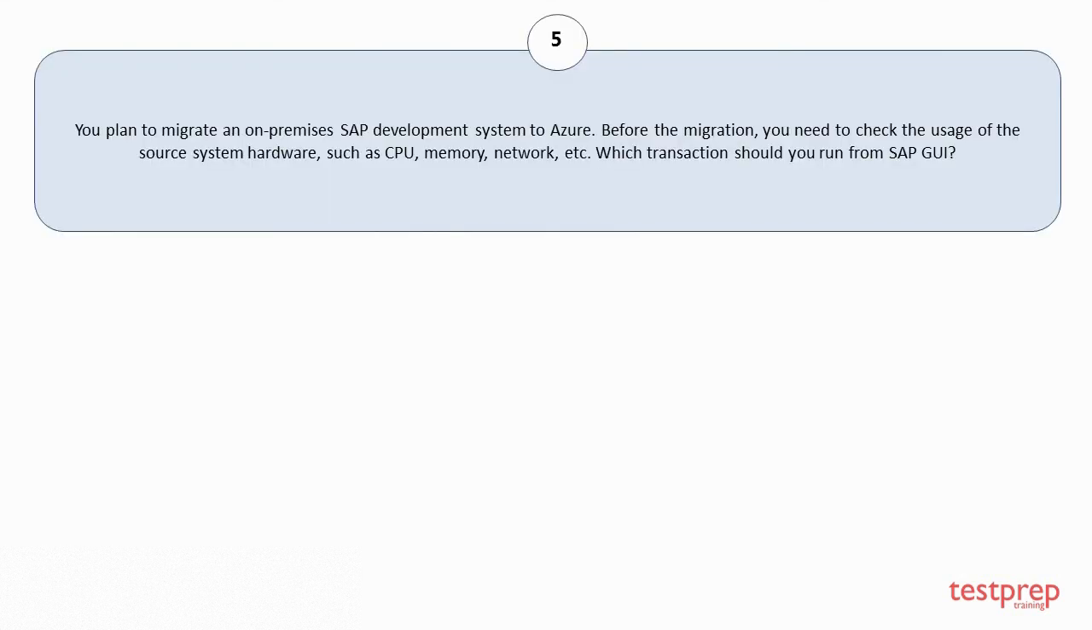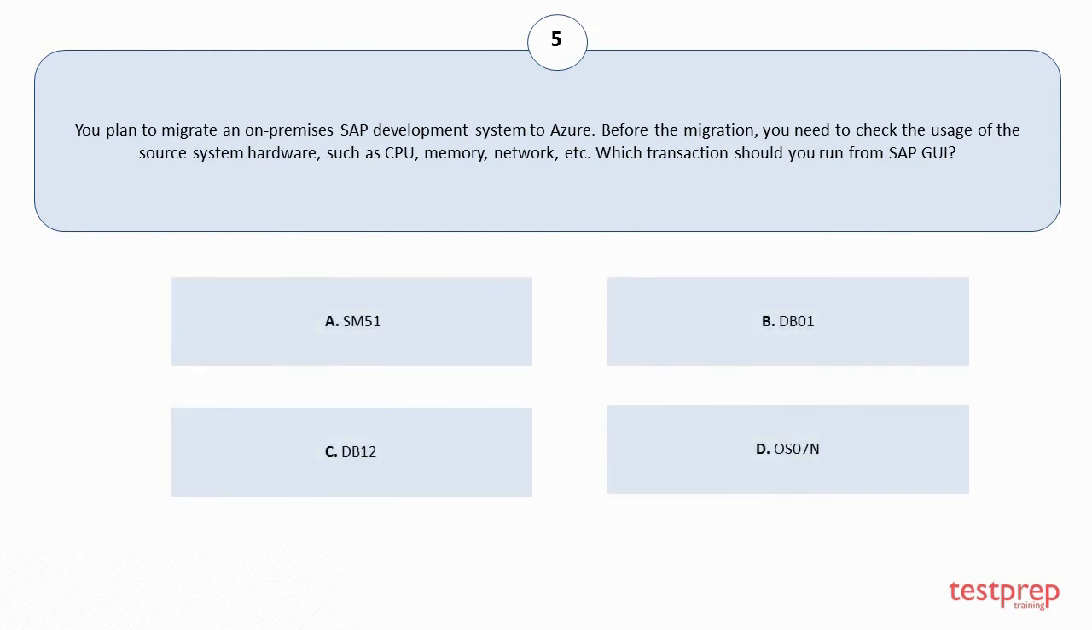You plan to migrate an on-premises SAP development system to Azure. Before the migration, you need to check the usage of the source system hardware, such as CPU, memory, network, etc. Which transaction should you run from SAP GUI?